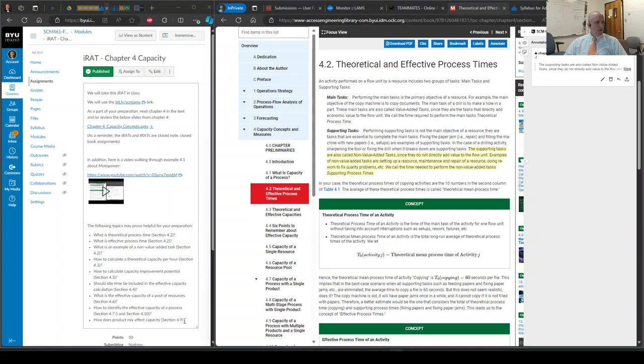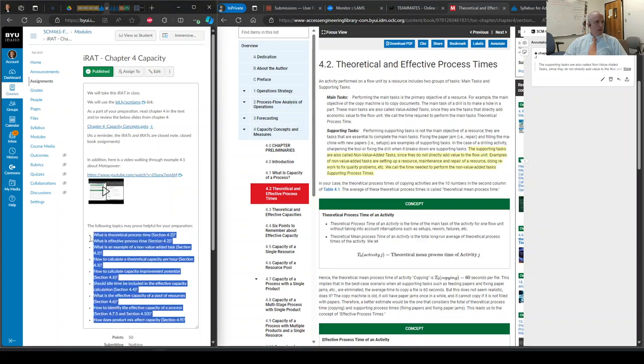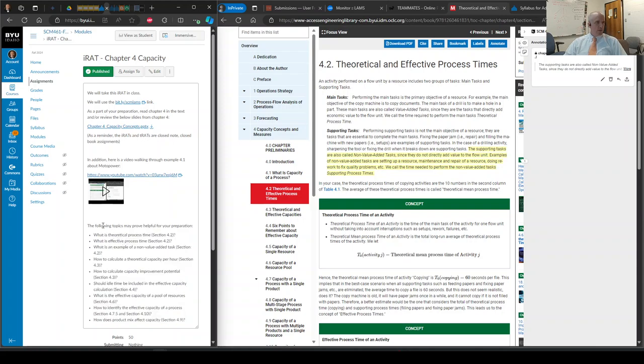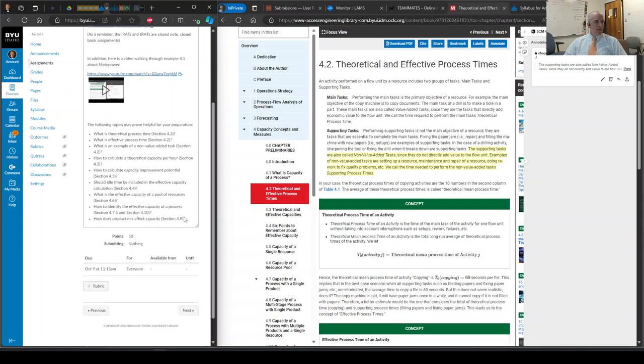Wanted to help you review for the IRAT and TRAT for Chapter 4. Here are some suggestions, topics that may prove helpful in your preparation. Just wanted to outline quickly where these topics are at and give you a heads up on where to find them in the book. The first three topics are in Section 4.2, Theoretical and Effective Process Times.